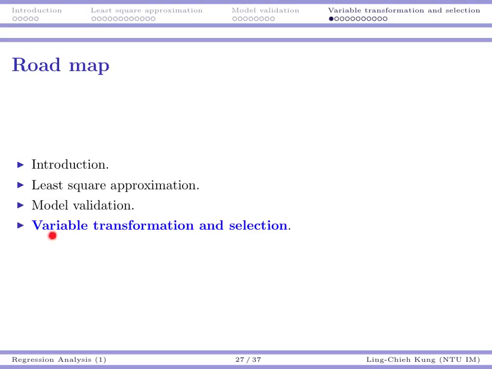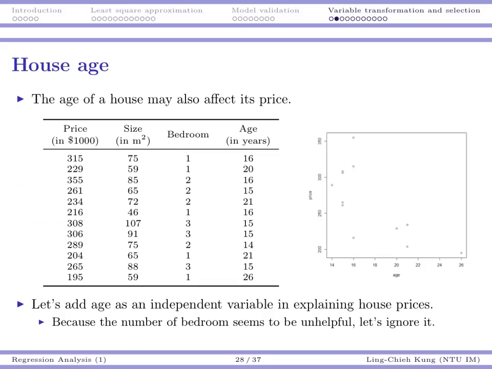It's about variable transformation, which allows you to consider a lot of different kinds of relationships between independent and dependent variables. And given that there are so many possibilities, we need to consider variable selection so that we can decide how to form our regression model. Okay, so let's start. Recall that we are talking about house prices.